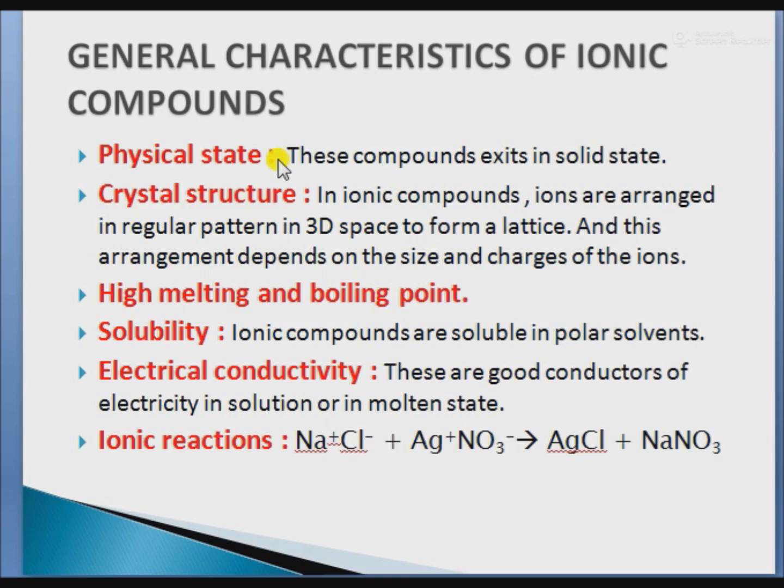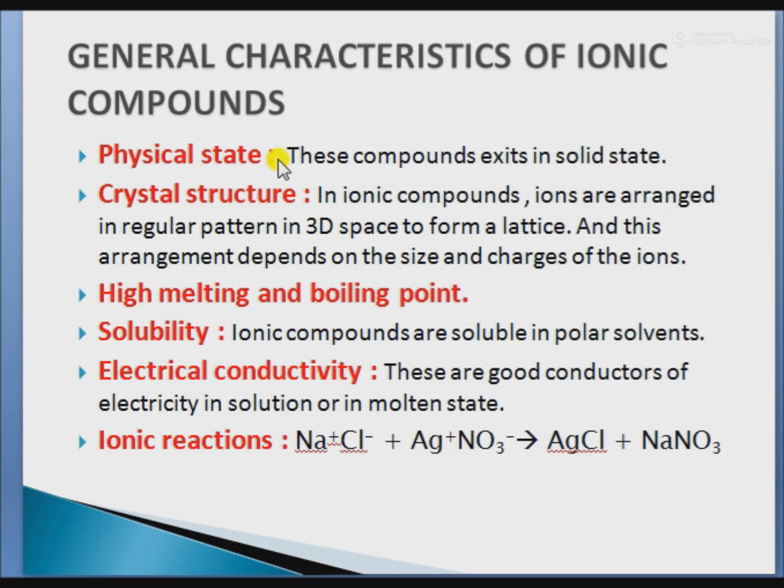For example, in case of NaCl, Na positive ions are surrounded by 6 chloride ions and it forms FCC structure, and the type of structure depends upon the ionic compound, its size and charge of the ions. Next is high melting and boiling point. Ionic compounds have high melting and boiling point due to strong forces of attraction.